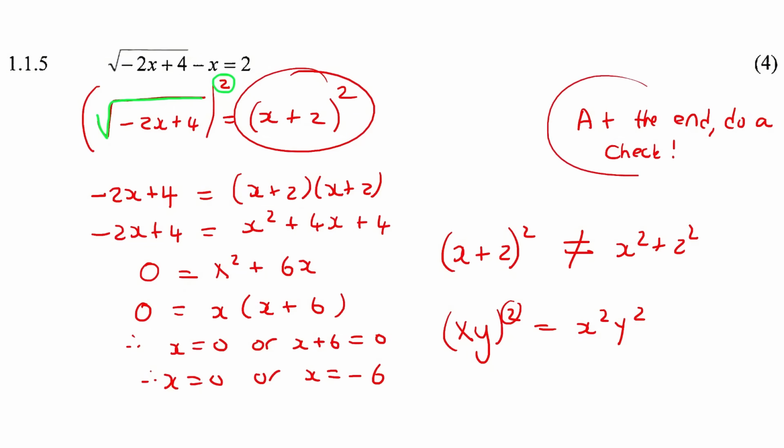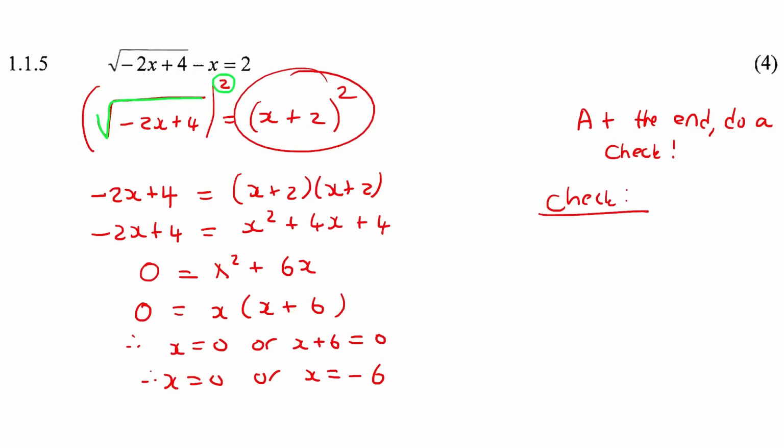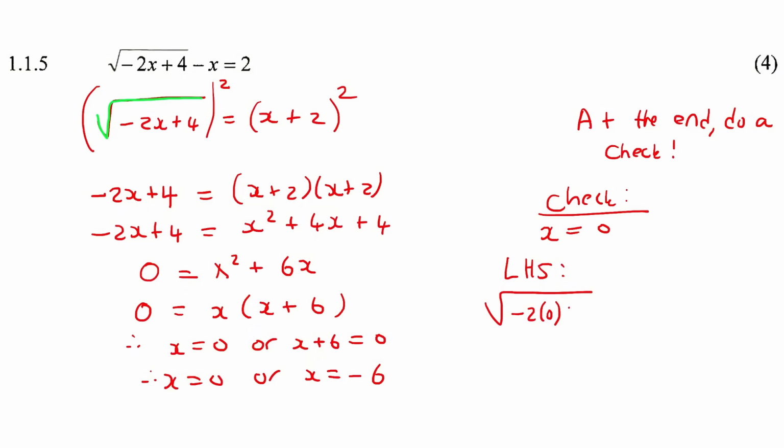To get full marks, we have to do the check. Let's do that now. So you're going to start with the first one, x is 0. There are other ways that teachers show, but the simplest way, in my opinion, is you just plug in 0 on the left-hand side and plug in 0 on the right-hand side. On the left-hand side, if we plug that in, we have minus 2 times 0 plus 4, minus 0, and if you work that out, that gives you 2. And then the right-hand side is just a 2. So those work perfectly. So x equals 0 is a valid solution.